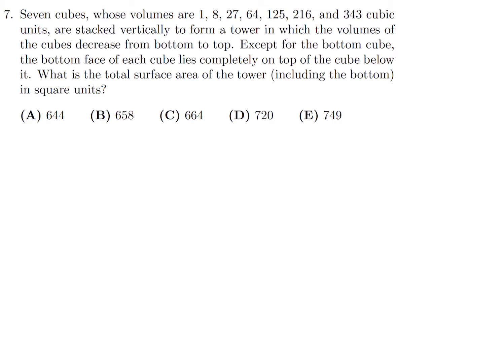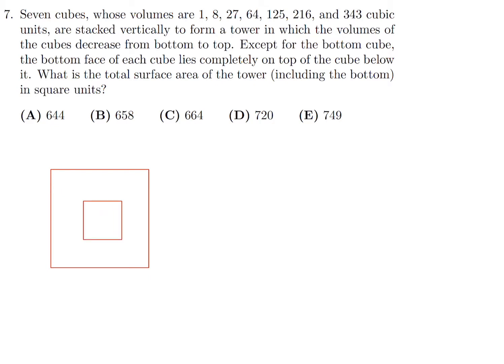7 cubes whose volumes are 1, 8, 27, 64, 125, 216, and 343 cubic units are stacked vertically to form a tower in which the volumes of the cubes decrease from bottom to top. Except for the bottom cube, the bottom face of each cube lies completely on top of the cube below it. What is the total surface area of the tower, including the bottom in square units? Well, we have a situation, I'll draw a bird's eye view, where we have one sitting on top of the other, like something like that, right?